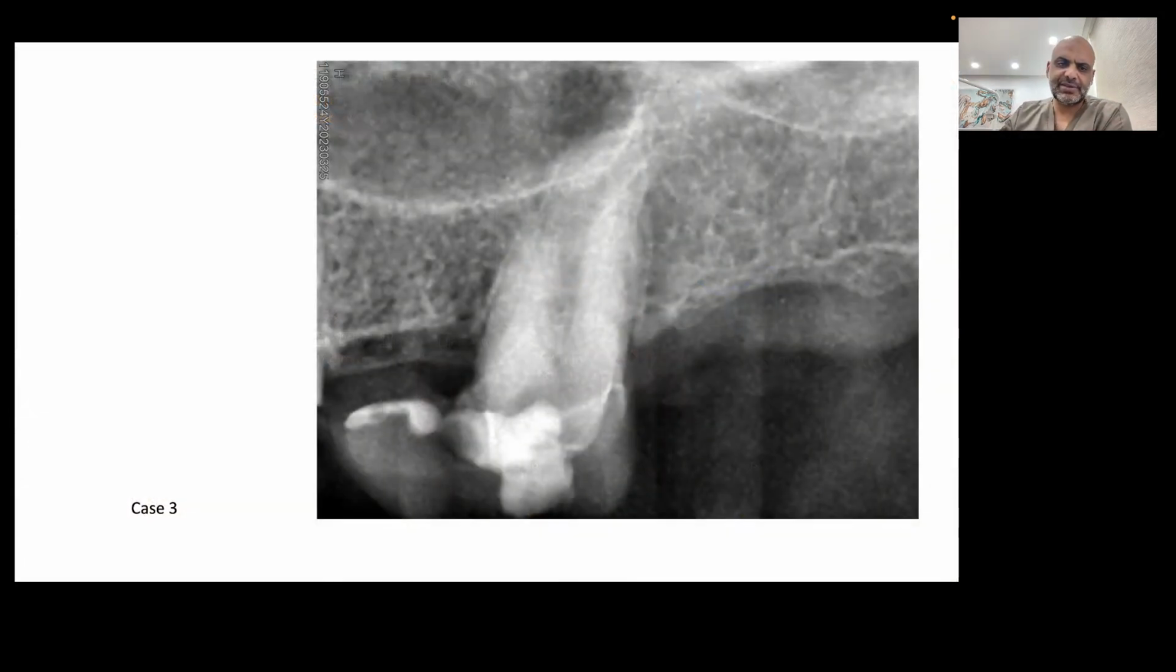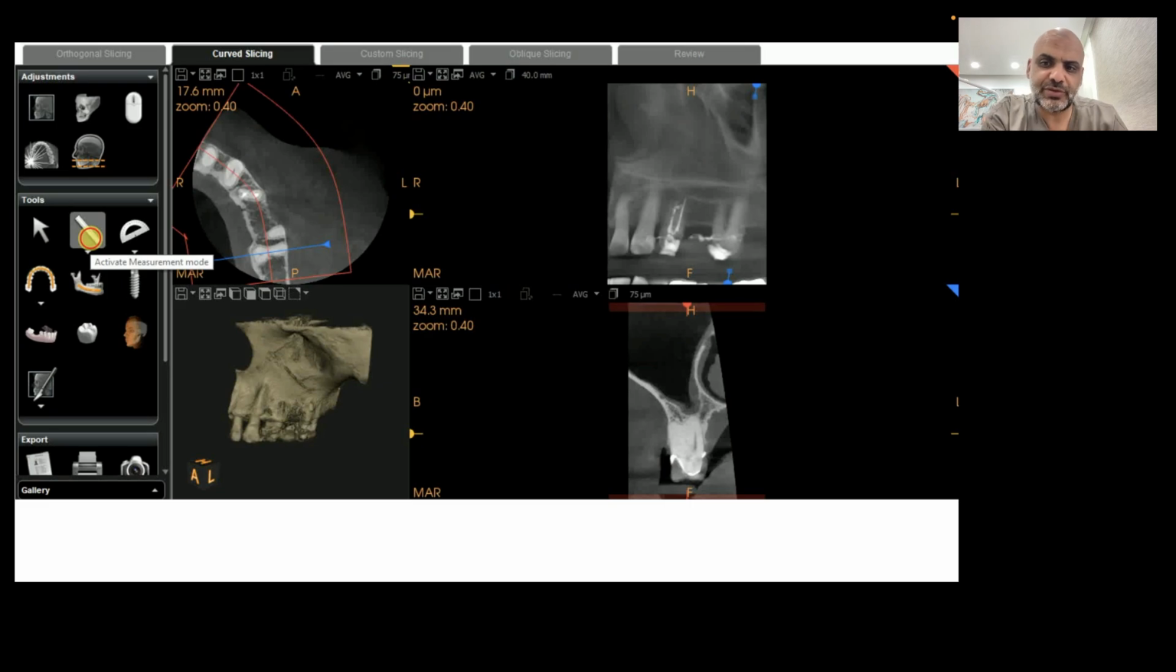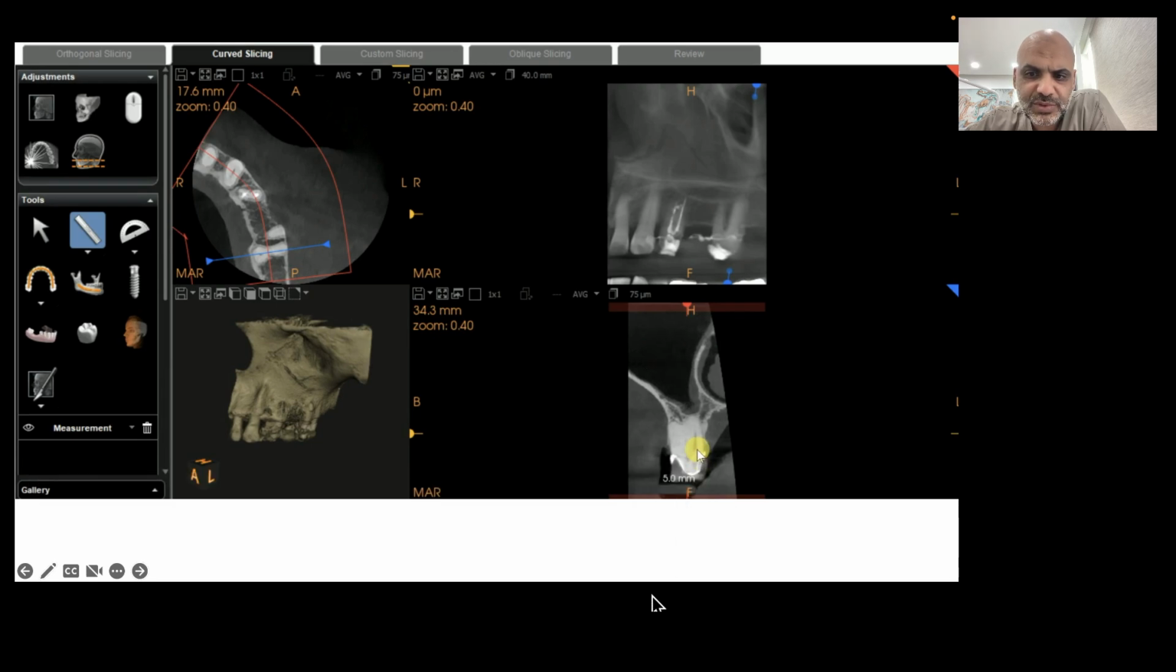For the third case, we have a calcified canal that was referred to me by a prosthodontist, and the patient had no pain at all, but calcification. There was an attempt at an access before. I tried to find the canal, I could not, and then I referred the patient for a small field, high resolution CBCT. You can see now, in this case, we could go again and align our tooth.